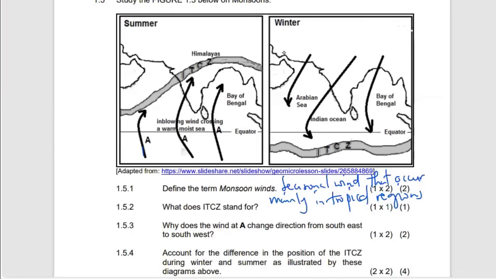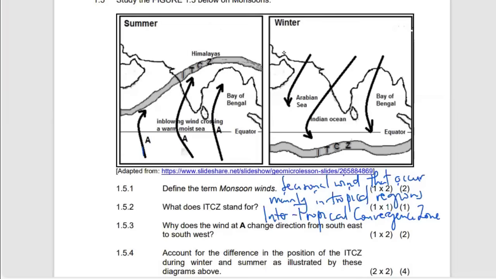What does ITCZ stand for? ITCZ stands for Intertropical Convergence Zone. That is the ITCZ, the Intertropical Convergence Zone.